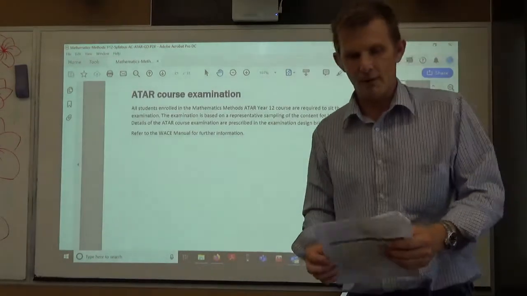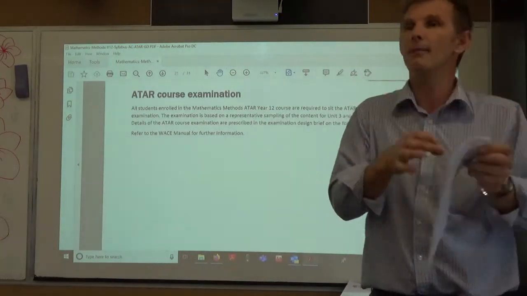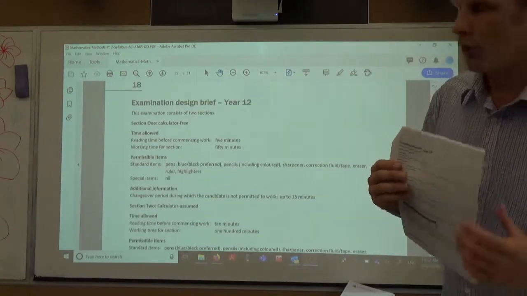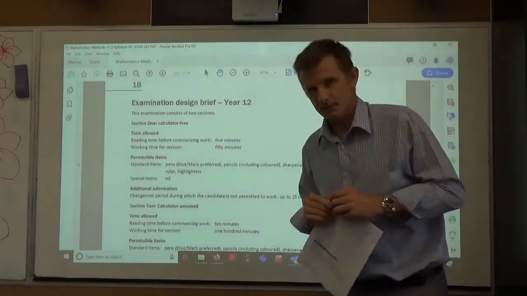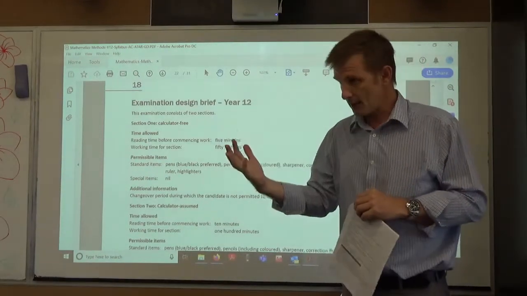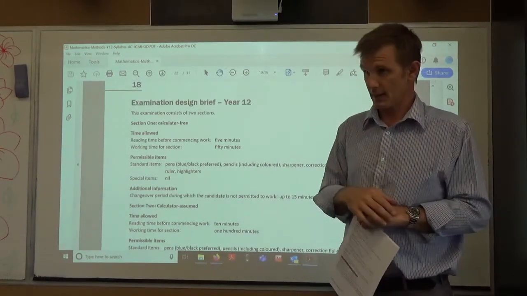ATAR course exam. This is really important. This is a really important page. Not so much that little bit there, but the next page is really important. What this exam design brief does, it tells you and it tells the examiners how they should write the exam in year 12, the WACE exam.